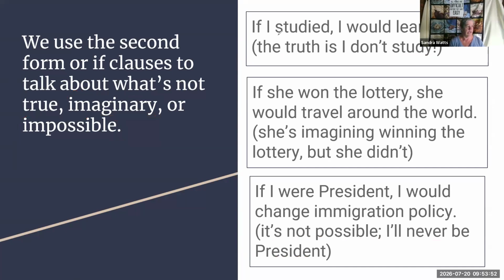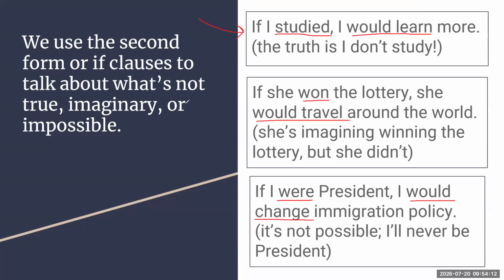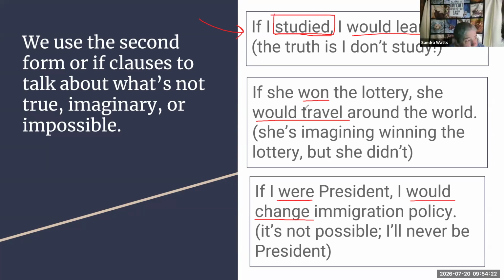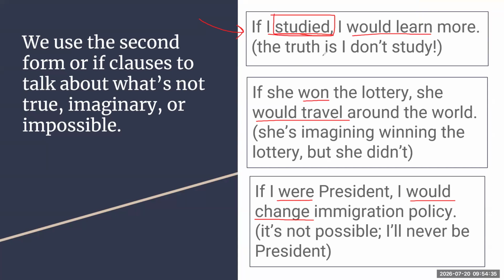Now, what I want you to look at is the verbs. I'm going to underline them. Okay, so take the first one here. Look at the verb. What do you see about this verb? Simple past. Exactly right. In the true if clauses, we were using simple present. But for not true, it's past. Okay. How about this one?